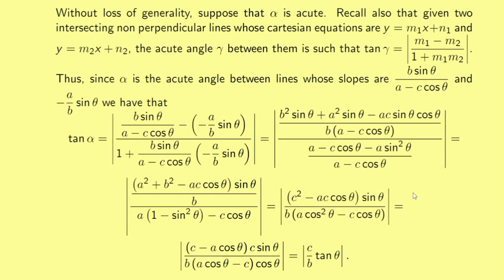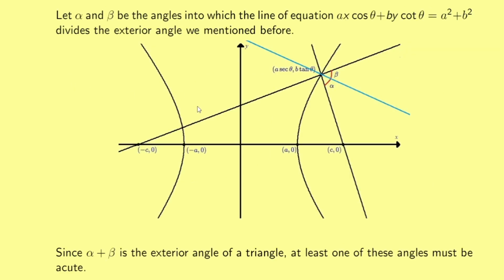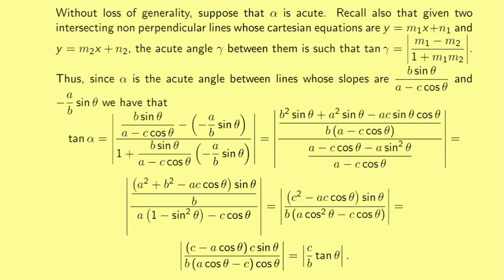So now comes a bit of calculation. I assumed alpha is acute. So let's take a look at alpha here. If we look at alpha, we have this line here and the normal line. Since I'm assuming alpha is acute, this is indeed the acute angle between the normal line and this line connecting the focus C0 to the point A secant theta, B tangent theta. And so I know a formula to find the tangent of this angle, the tangent of alpha.